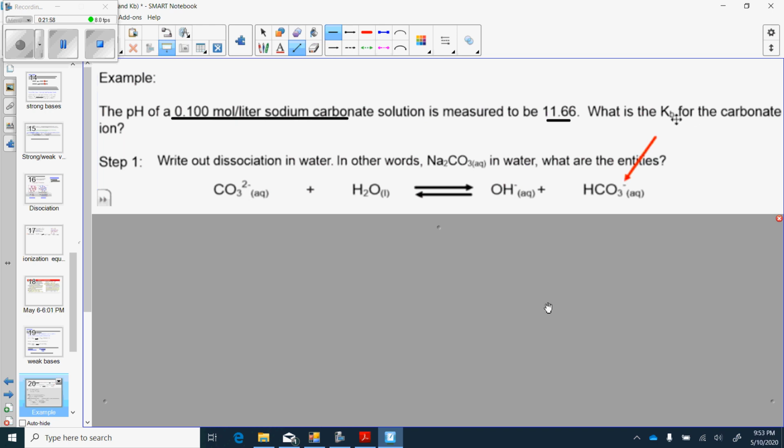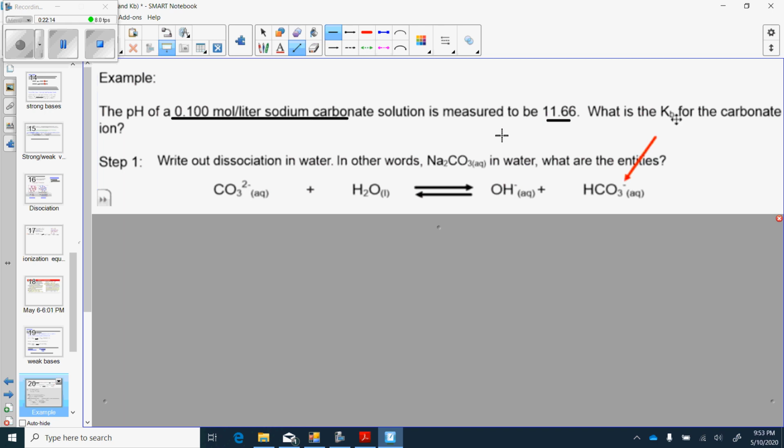So we have an equation for Kb. It's OH squared over weak base. So carbonate is our weak base. We have our concentration for our weak base. We need to find OH. How can pH help me find OH?